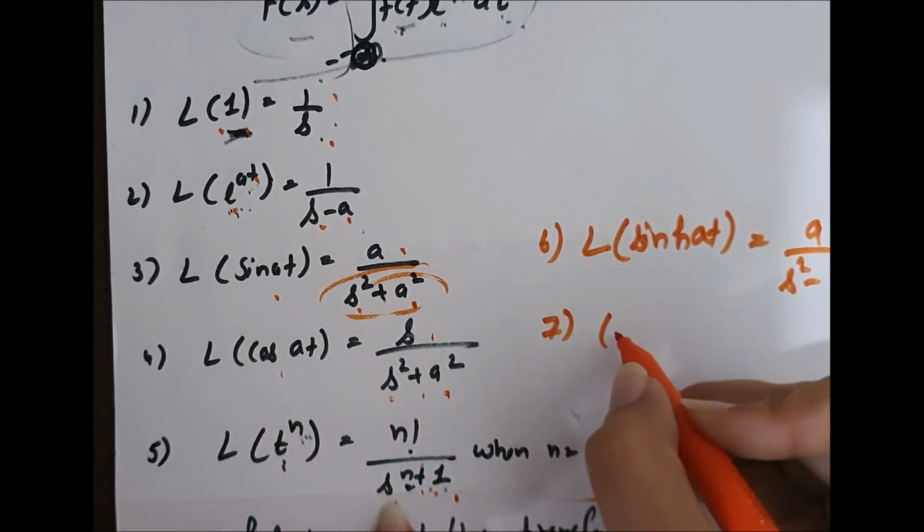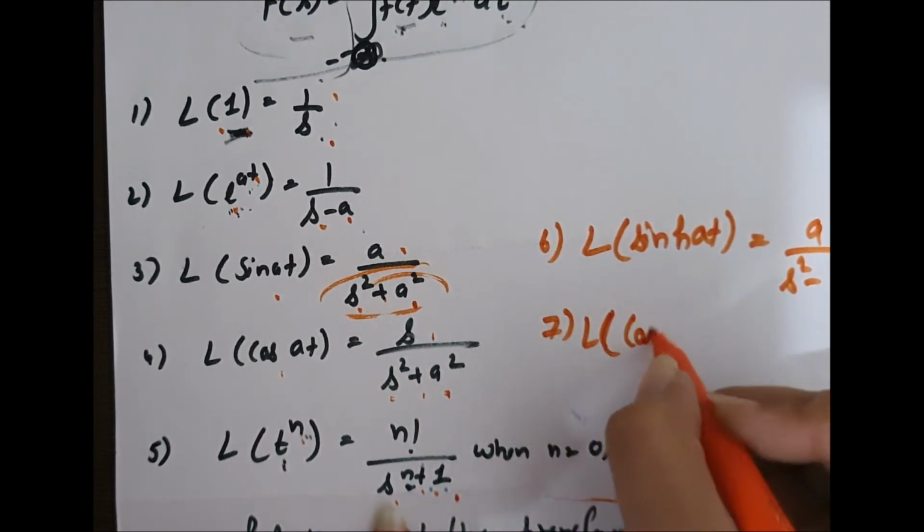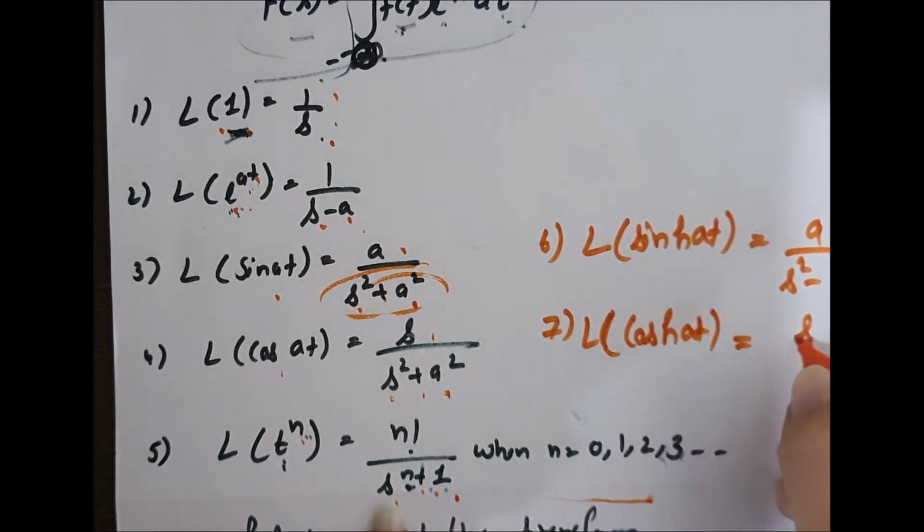Similarly, in case of cos hyperbolic, this will be s upon s square minus a square.